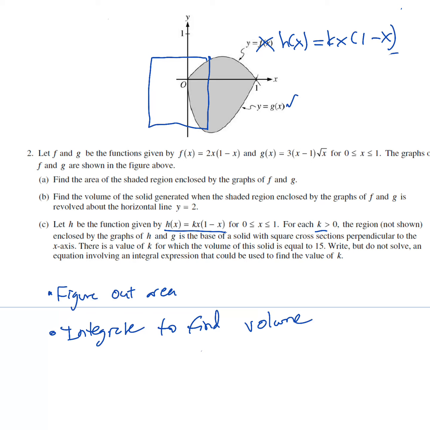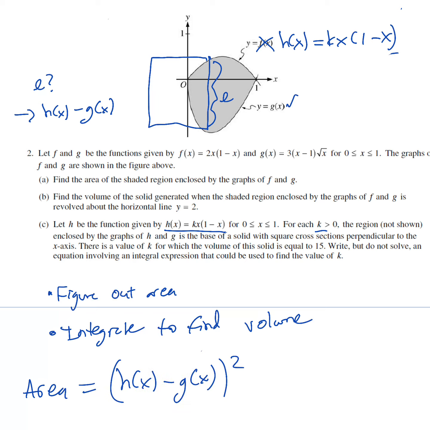So figuring out the area of one of these squares, we need to figure out the length of one of the sides. And what is that length? Well, that length is simply h of x minus g of x. That's just the distance between the h of x curve and the g of x curve. And so in order to find the area, we simply square that length. So we figured out that the area of one of the square cross sections equals h of x minus g of x squared.